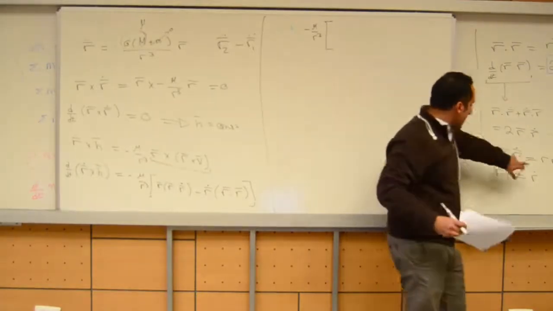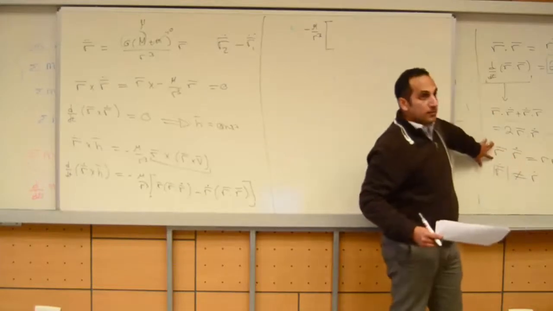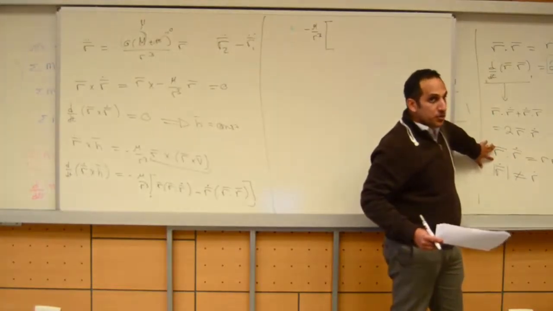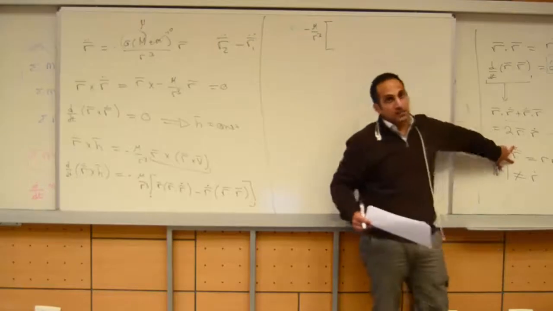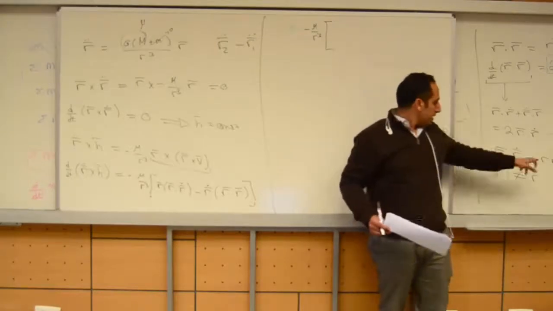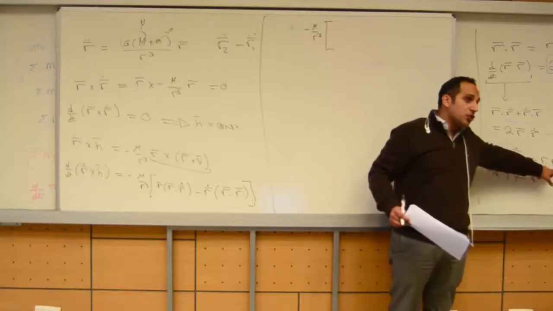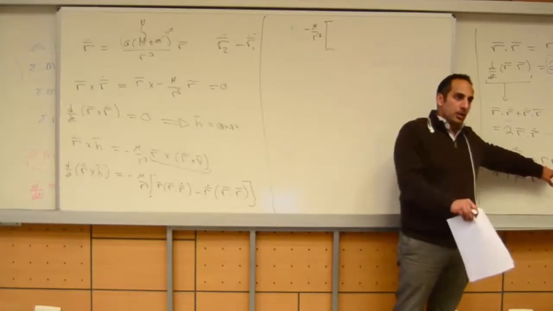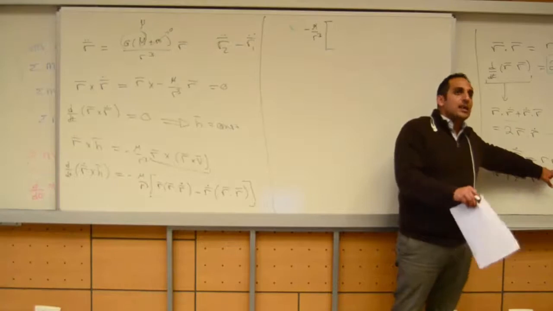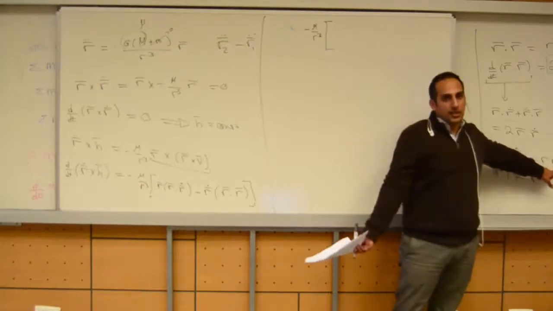What this is saying, okay, this is the whole velocity vector, the rate of change of the radius or position vector. This is the magnitude of the radius vector. This is the rate of change of the magnitude of the radius vector. This is not the magnitude of the velocity vector.